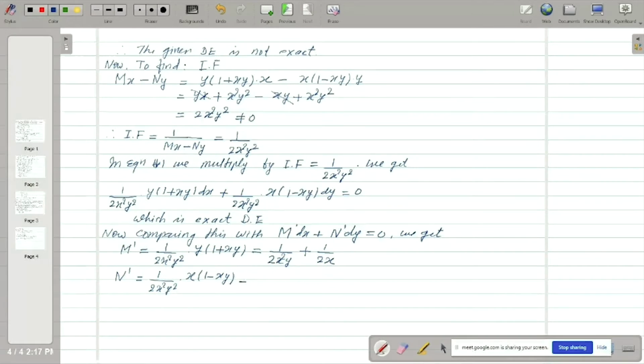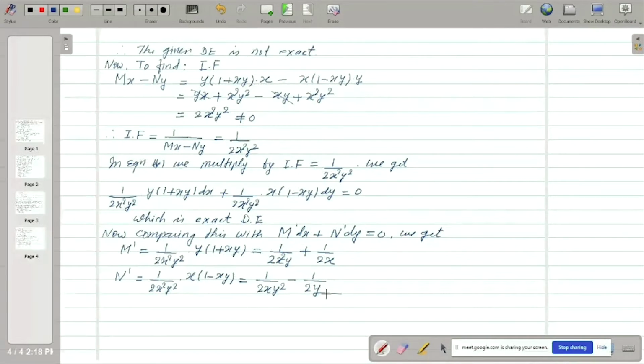Okay, now come to here. So this x cancels. Remaining is what? 1 upon 2x y square. Getting? Now minus sign, minus here 1 upon, so this x square is gone, one y is cancelled from here, so this is 1 upon 2y. Getting?